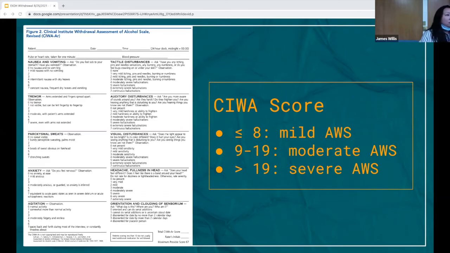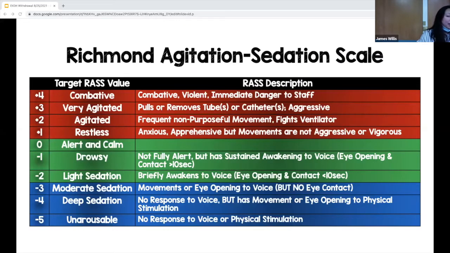And if the score is 8 or less, that's generally our mild patients, the ones that we think about sending home. And then 9 to 19 is moderate and above 19 is severe. And the score goes up to 67. There was some EM literature that cited using the RASS score instead, which usually we use to assess the sedation of patients that are intubated, but it's just a little bit quicker and it's slightly more objective.